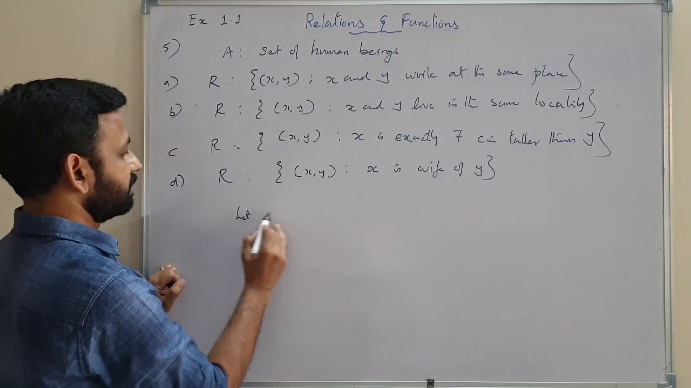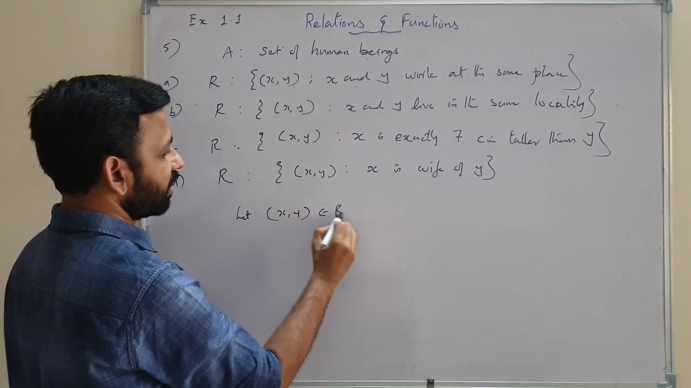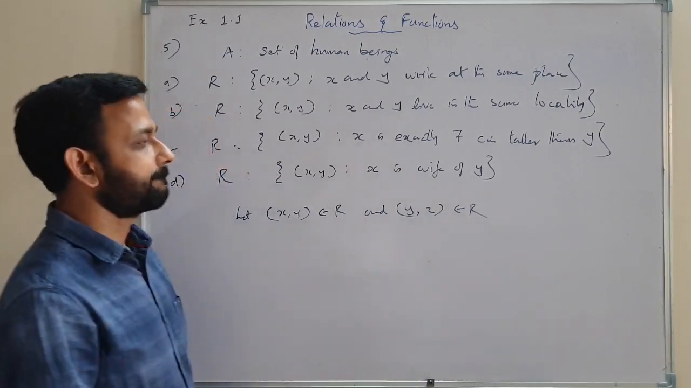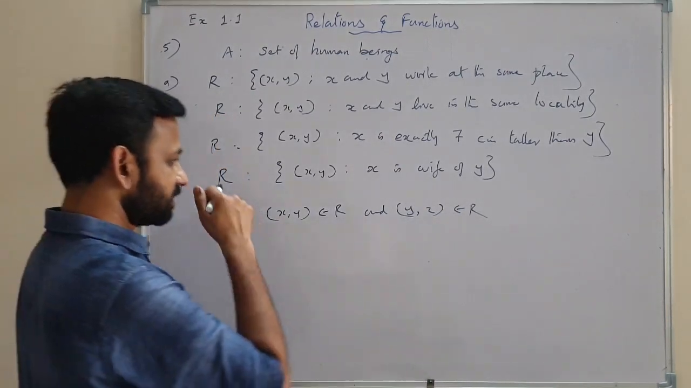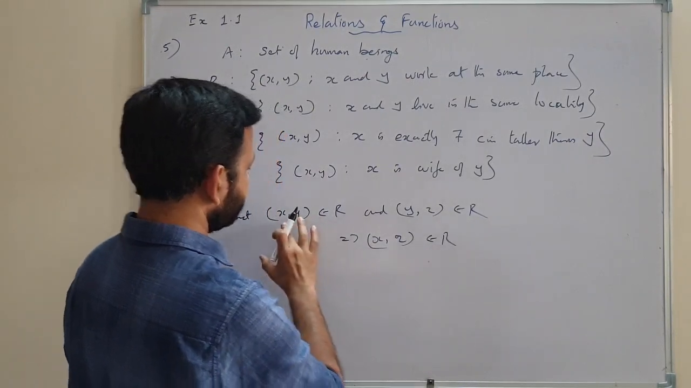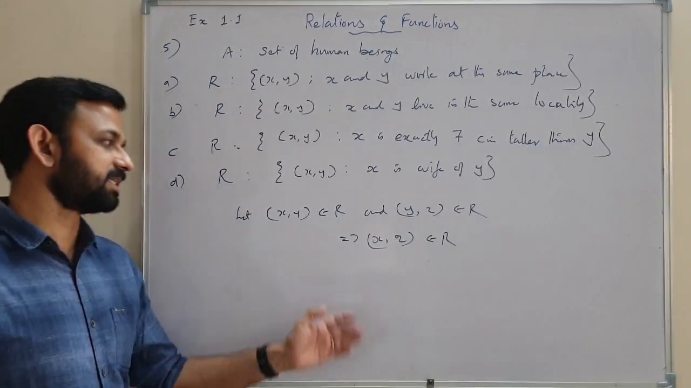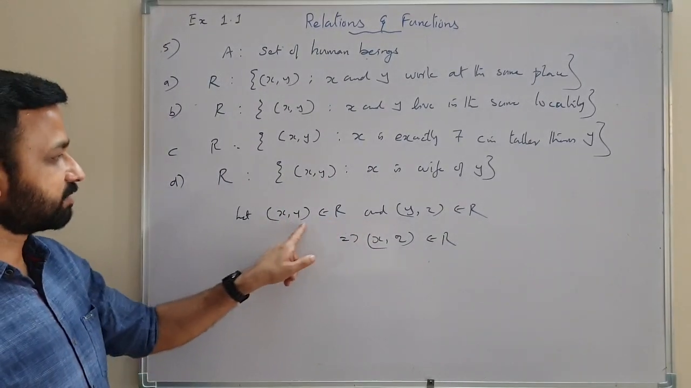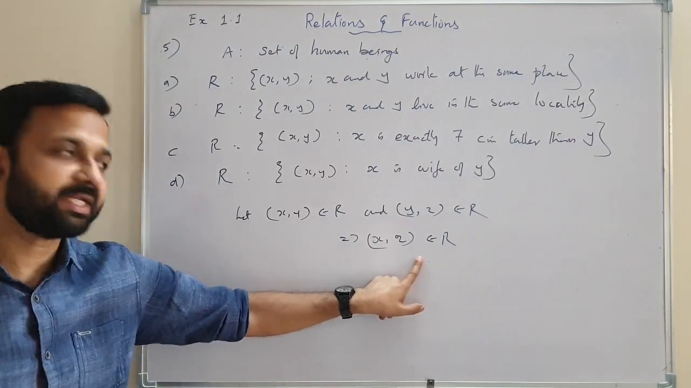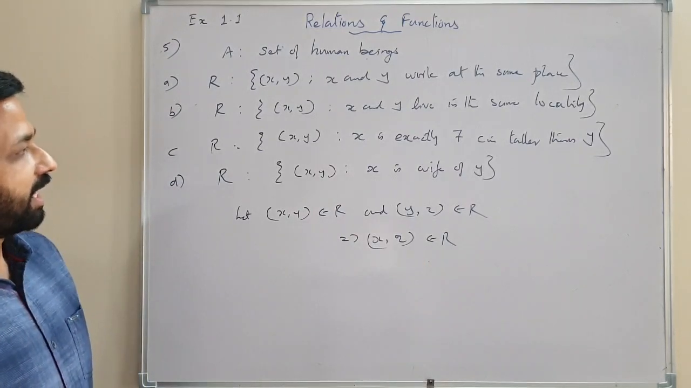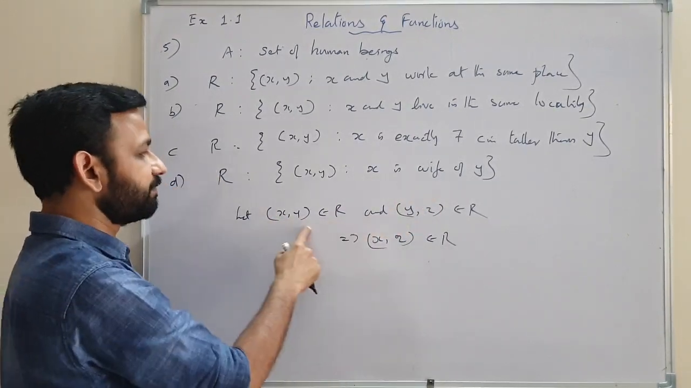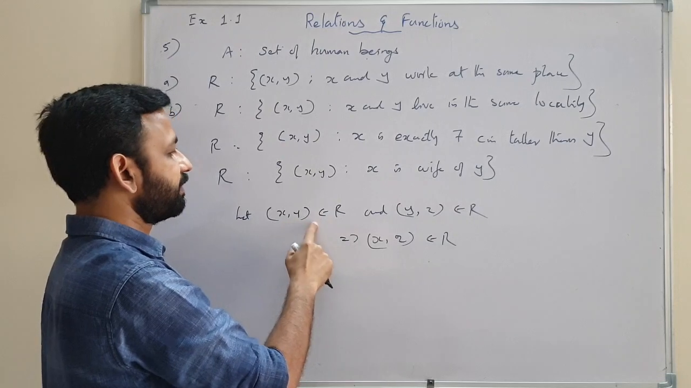Let xy belongs to R and yz belongs to R. Then transitive property implies xz belongs to R. If this condition satisfies, then we can say that it is transitive. Xy belongs to R, yz belongs to R implies xz belongs to R, then it will be transitive. And here in this case, let xy belongs to R, x is wife of y.